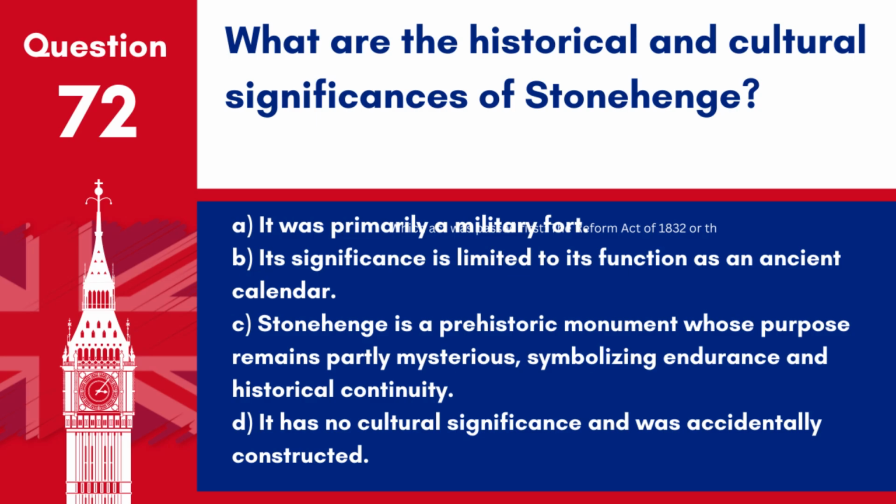What are the historical and cultural significances of Stonehenge? A. It was primarily a military fort. B. Its significance is limited to its function as an ancient calendar. C. Stonehenge is a prehistoric monument whose purpose remains partly mysterious, symbolizing endurance and historical continuity. D. It has no cultural significance and was accidentally constructed.